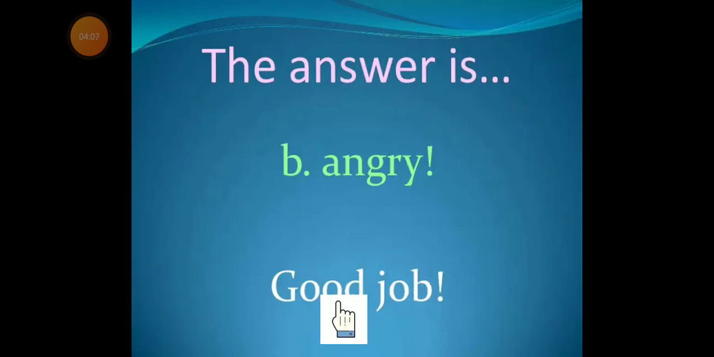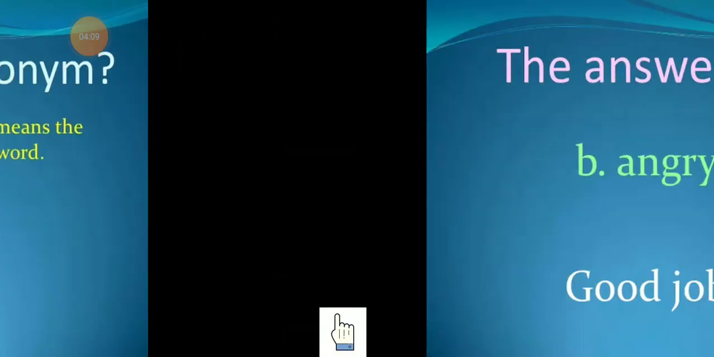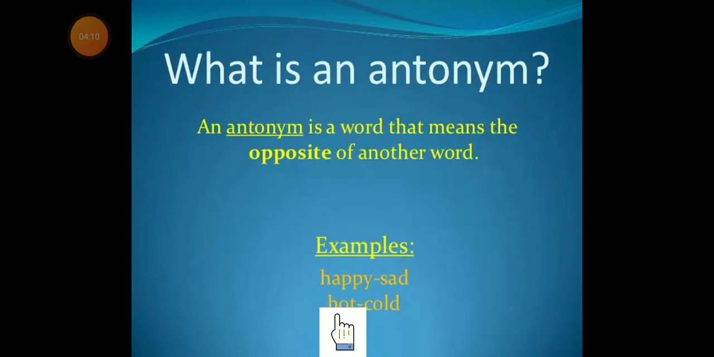Okay, so what is an antonym? A question arises. As we learned in the previous classes, an antonym is a word that means the opposite of another word. So an antonym is the opposite word of another word. For examples, happy, sad, hot, cold. These examples give a better meaning of the antonym.